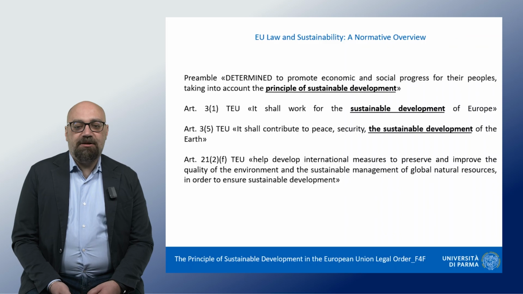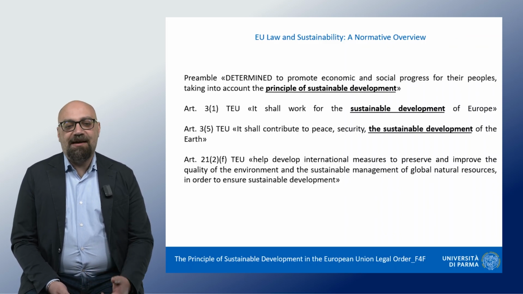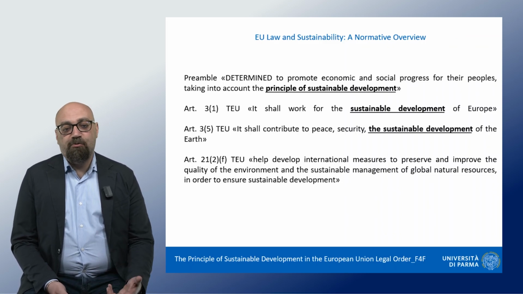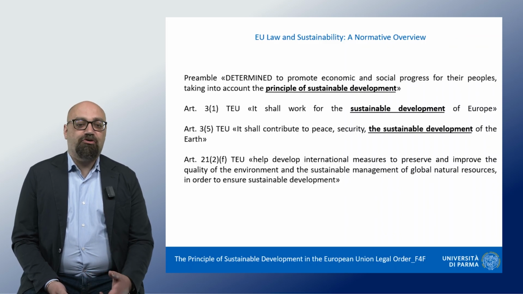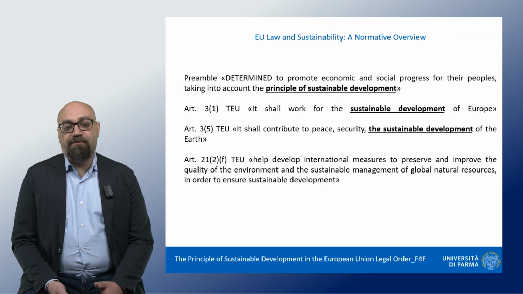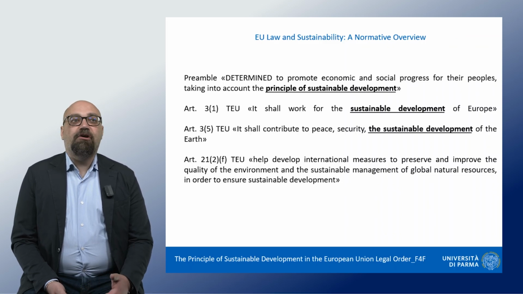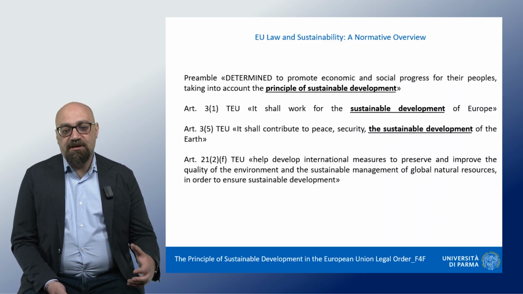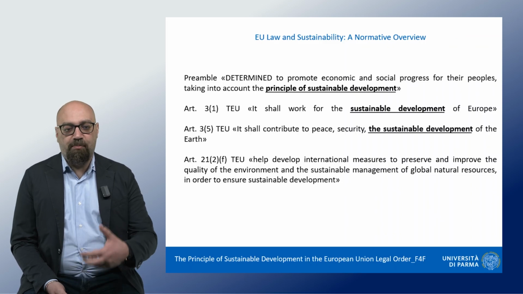Now, within the European Union legal order, there are several mentions of sustainable development. At first, in the preamble to the treaty, we can read that member states are determined to promote economic and social progress for their peoples, taking into account the principle of sustainable development. Then, Article 3, Paragraph 1 and 3, Paragraph 5 of the Treaty on European Union. The Union shall work for the sustainable development of Europe, and the Union shall contribute to peace, security, and sustainable development of the Earth. So, as you can see here, there is a shift from a regional dimension to a global dimension.